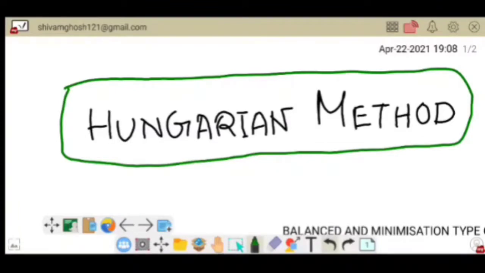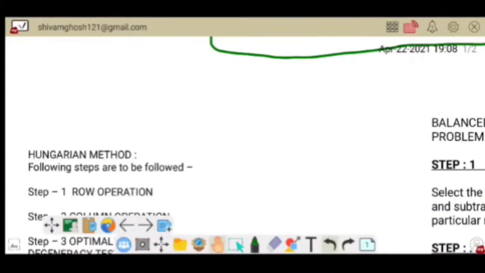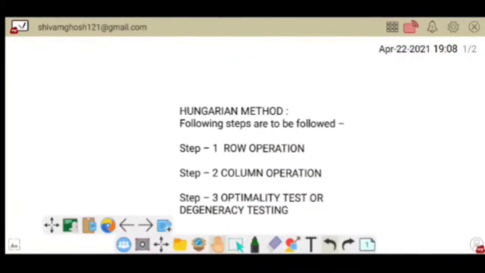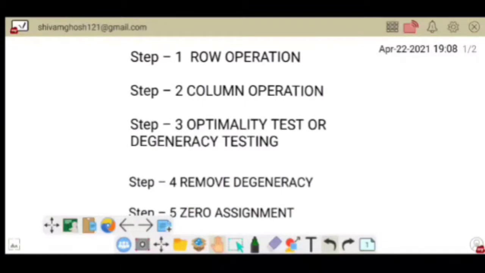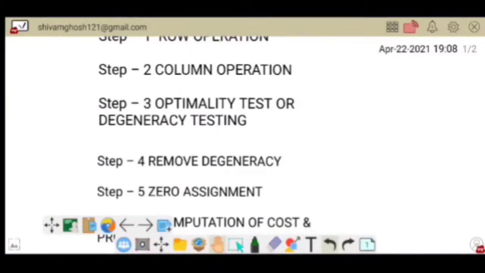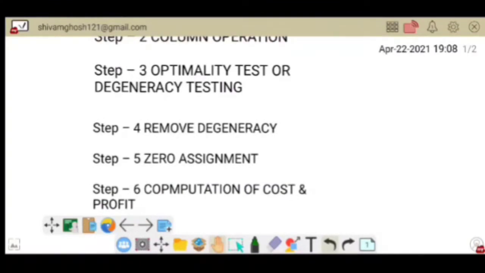At first we will get to know the names of the steps. Here you can see it's written Hungarian method. The following steps are to be followed. Step number one, row operation. Step number two, column operation. Step number three, optimality testing or degeneracy testing. Step number four, remove degeneracy. Step number five, zero assignment. Step number six, computation of cost and profit.